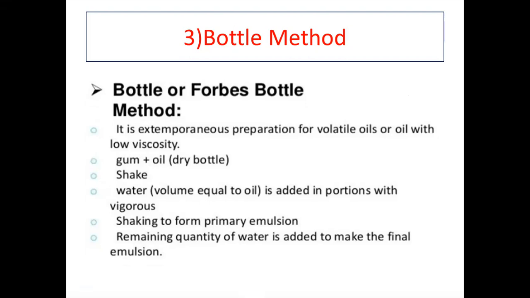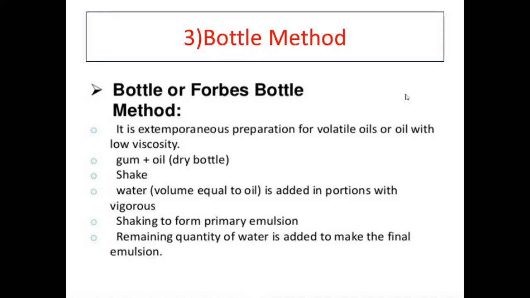the required volume. This is also a simple method in which firstly gum and oil are added into the dry bottle, then shaken. After that add the water, then again vigorous shaking is done and it gives a primary emulsion. And at the end adjust the final volume. Then the prepared emulsion is filled into the container, corked, labeled and dispensed.